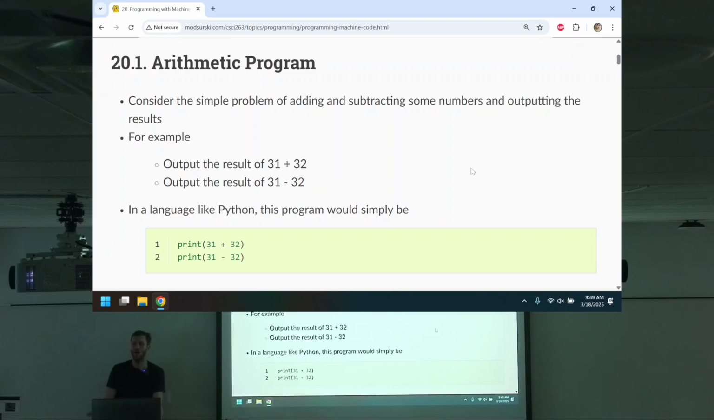So let's do a very simple program. Something like output the result of 31 plus 32 and output the result of 31 minus 32. Why these two values? It doesn't really matter. I just picked them. They're easy to identify. I like them. So in a language like Python, or in other similarly high-level programming languages, you would write something as simple as this. Print 31 plus 32, print 31 minus 32. Easy peasy, right? Well, we don't have Python.